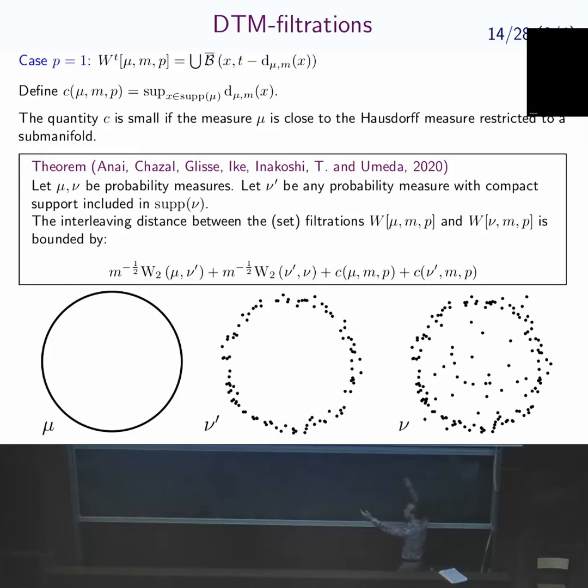For instance, if mu is the uniform measure on the circle and nu is a noisy sample with anomalous points, I will choose nu prime as nu without the anomalous points. Because nu prime as the empirical measure is still close to mu and nu, and nu prime does not have anomalous points, so that C of nu prime is small.